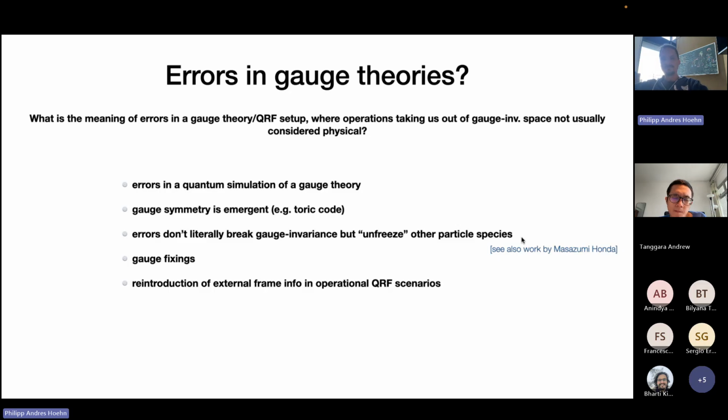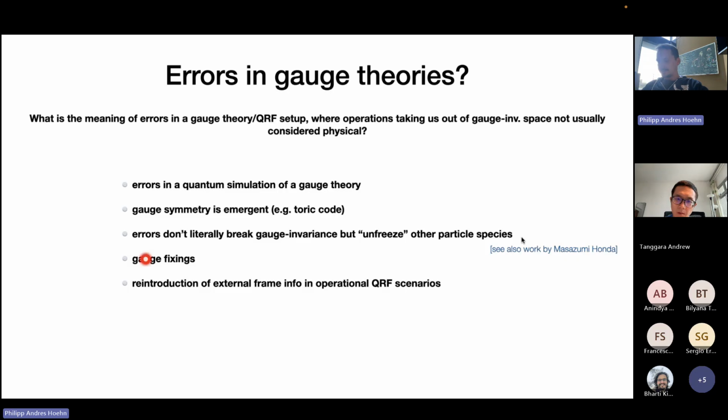So you go from the matter vacuum sector to a non-vacuum sector, but you are not actually breaking the gauge invariance. You basically break the original form of the Gauss law, and you go to a different form of the Gauss law. Okay, so this you can also model as errors.